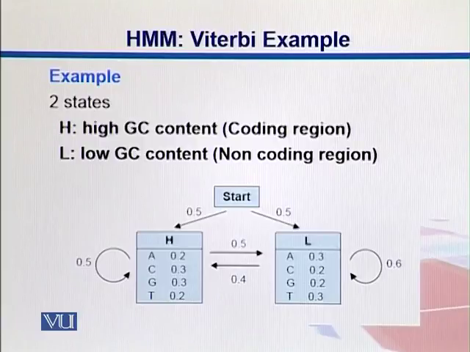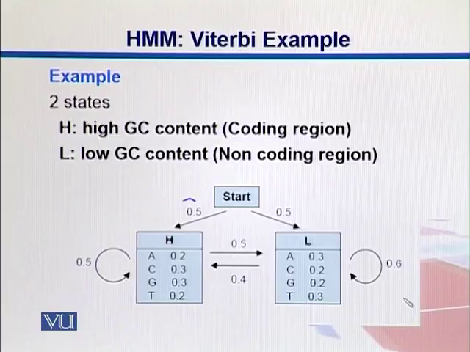For example, in this example we have a high GC content state, which we call H for high, and we have a low GC content state. Maybe the first one comes from coding regions and the other from non-coding regions. We recognize that there are two states, so our Q is equal to 2, high and low. We can start from anywhere, and we can start in high.